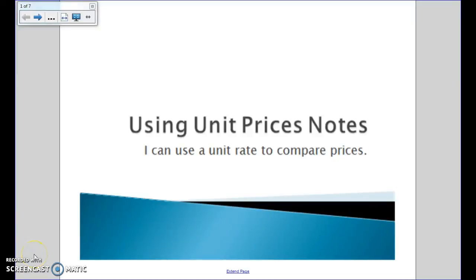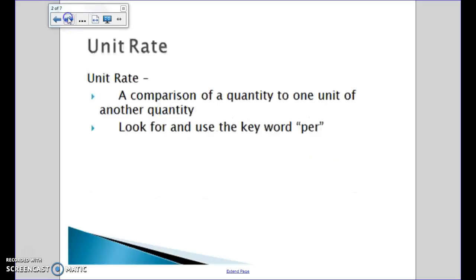Alright, this is Mr. Gillum, and today we're going to be using unit prices and comparing prices using a unit rate. We've talked a little bit about unit rates before. A unit rate is a comparison of one quantity to one unit of another quantity. Look for and use the word per. One of the most common ones would be miles per hour. We use that one quite a bit. How many miles per, we don't say one, but per 1 hour.